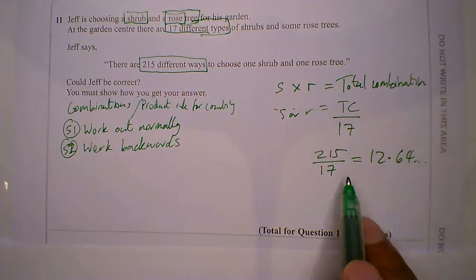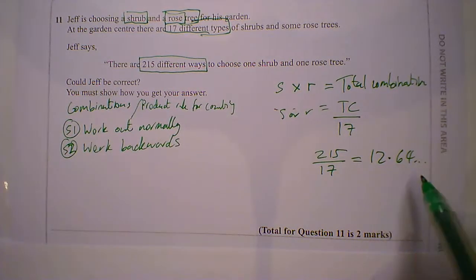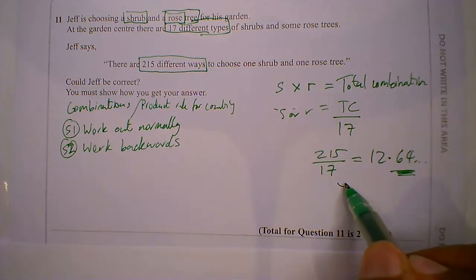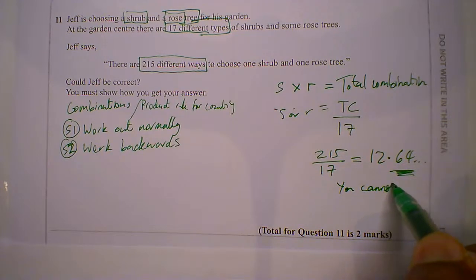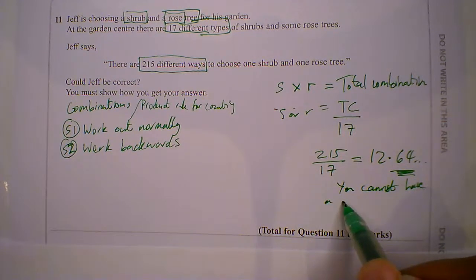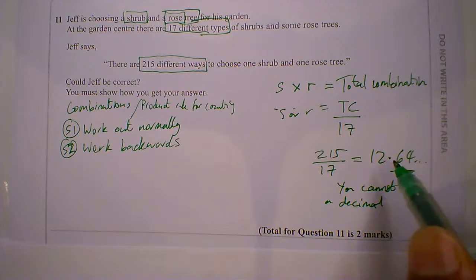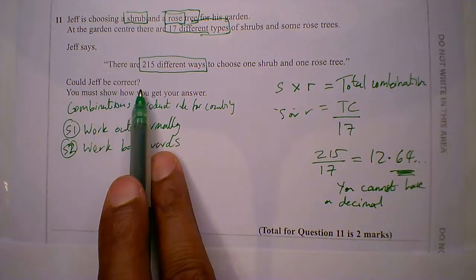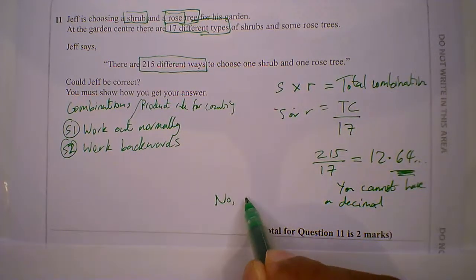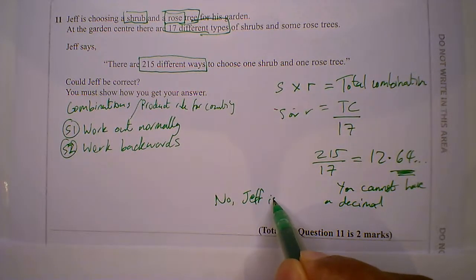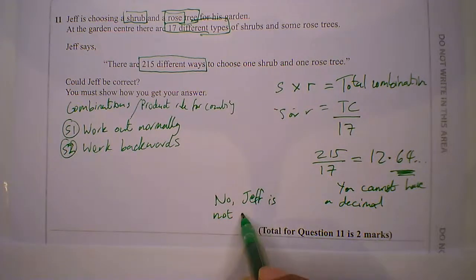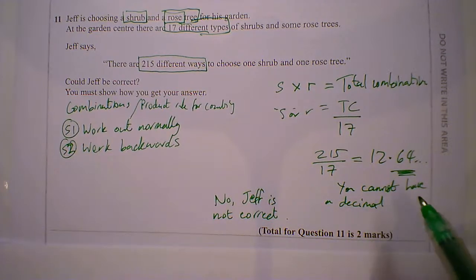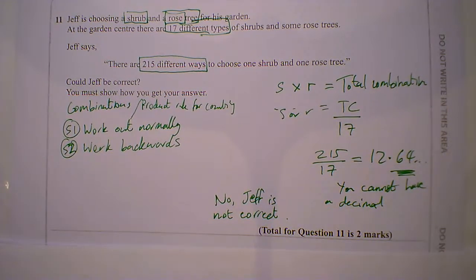All right, I cannot have a decimal number. You cannot have a part of a shrub or a rose tree. So could Jeff be correct? No, Jeff is not correct. Or just simply, Jeff is not correct. So that is worth another 2 marks. Let me add that to my tally.